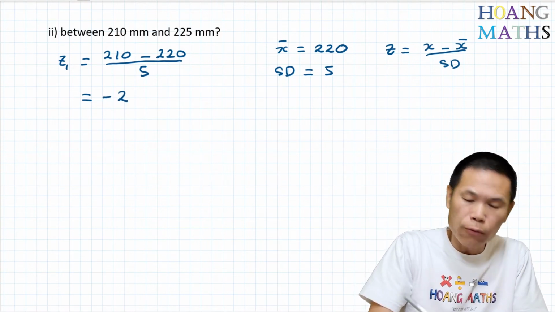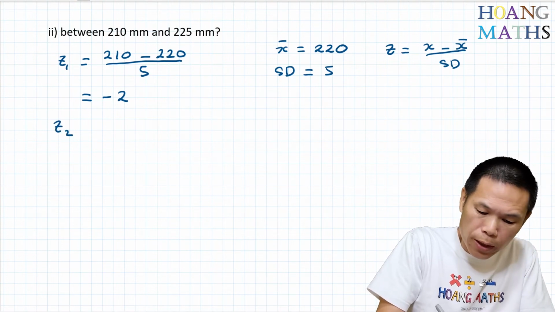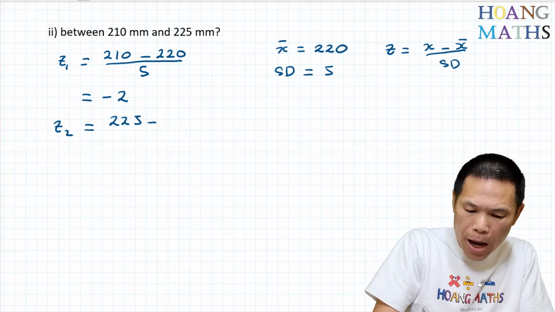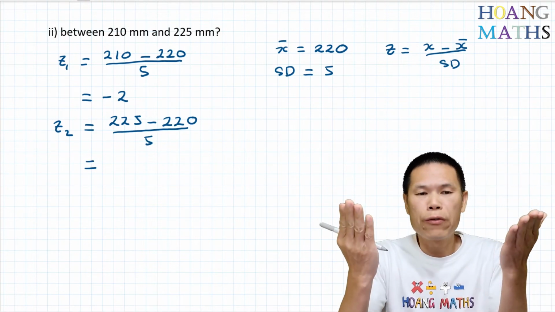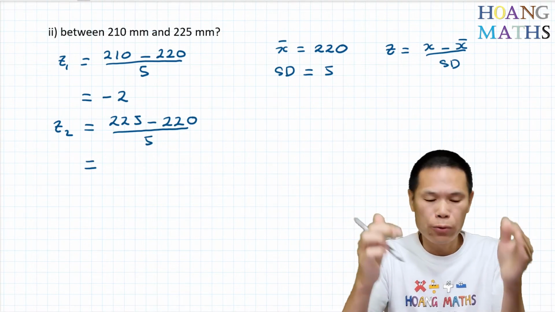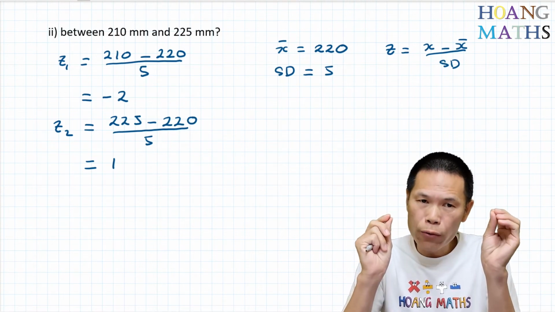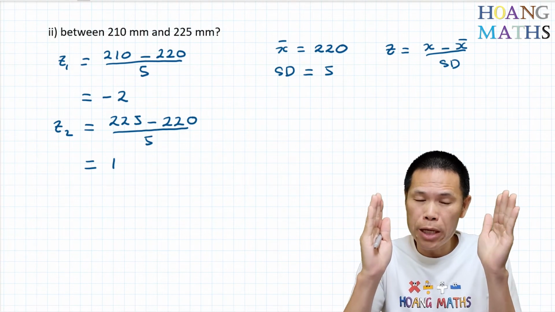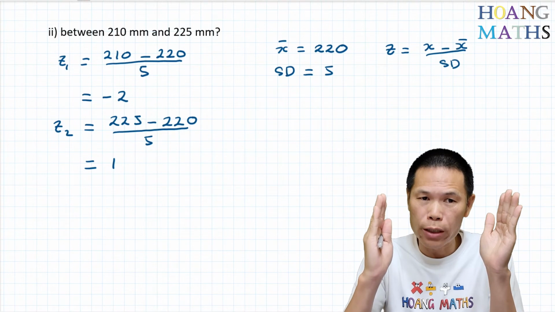So otherwise, of course, just put down on a calculator. And Z2 will give me, so 225 minus 220 over 5. So 225 minus 220 give me 5. So we divide by 5 is 1. So if you think about it, 225 and 220 is the mean. So that means only one standard deviations above the mean. So which is z equal 1 if you like.